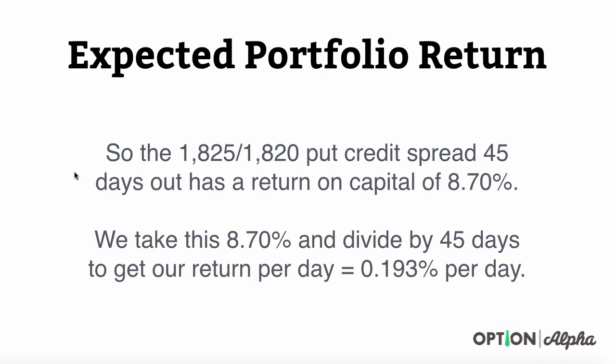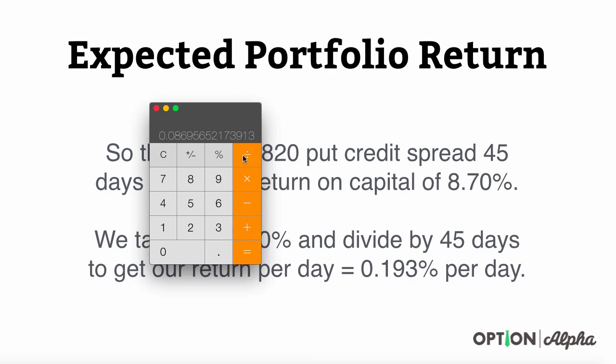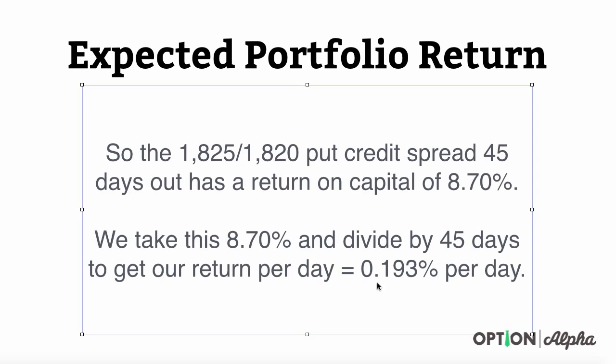So the 1825, 1820 put credit spread about 45 days out has a return on capital of 8.7%, which we just calculated with you. So now what we're going to do is take this 8.7% and divide it by 45 days roughly to get our return per day, which is going to be 0.0193. So again, here's the calculator. We're going to take that number that we have here, divide that by 45 days, and that gets us 0.001932.